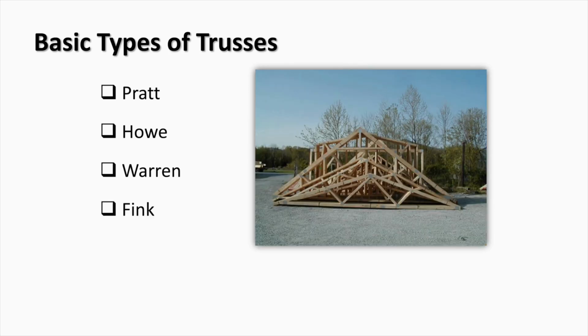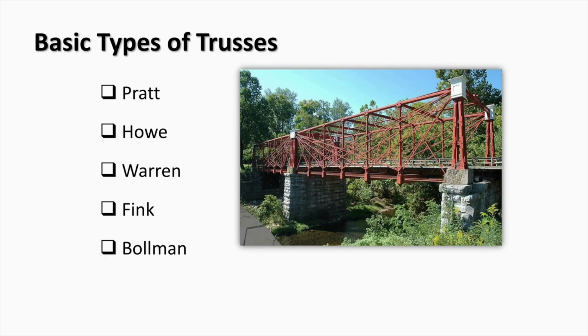This is a Fink truss. Since this truss is used in roofs, its top belt is inclined. And this is a Bollman truss. As you can see here, this truss has a large number of diagonals which can connect different cells.